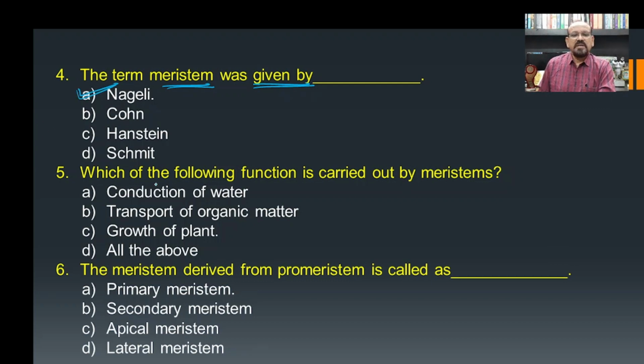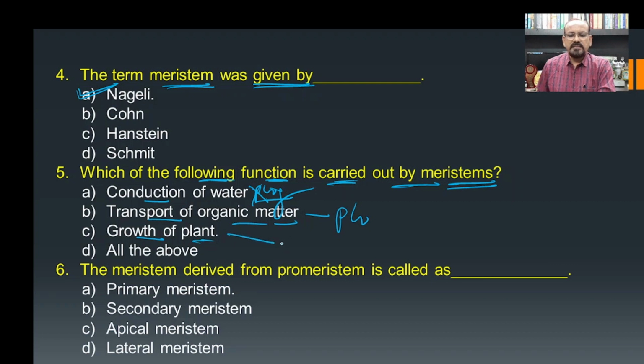The term meristem was given by Nageli. Then, which of the following functions is carried out by meristems? What are the different types of meristem functions in plants? It is responsible for the conduction of water. No, it is the function of xylem. Then transport of organic matter is the function of phloem, and growth of the plant is the function of the meristem. So C will be the correct answer for this question.